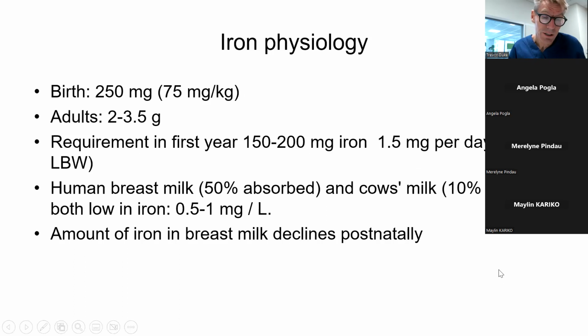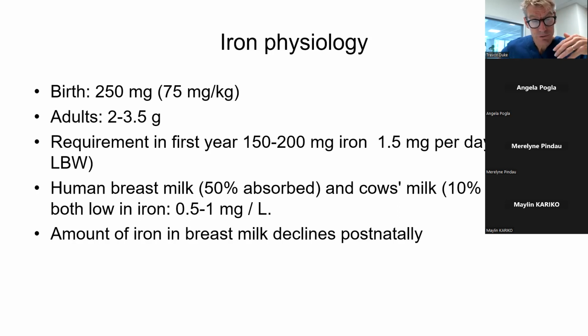At birth, most children have around about 250 milligrams of iron. That is, a 3 kilo child has about 250 milligrams of iron, so about 75 milligrams per kilogram. Now, an adult has somewhere between 2 and 3.5 grams of iron. So there's a big difference between the amount of iron a baby has at birth and the amount of iron they need to have when they're an adult. And so that means you don't make iron in your body. All our iron comes from our diet.